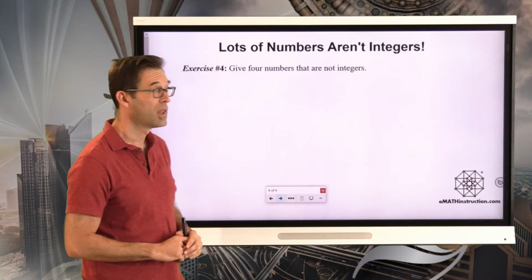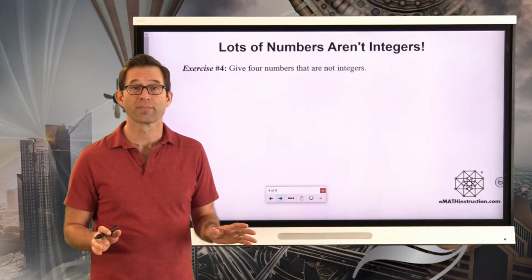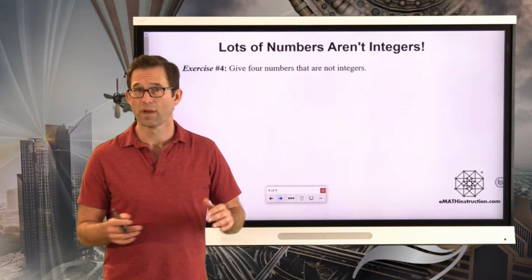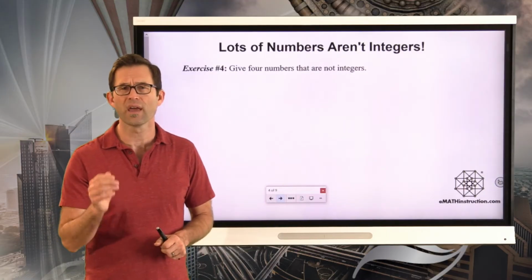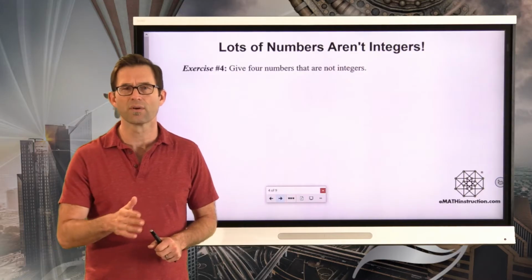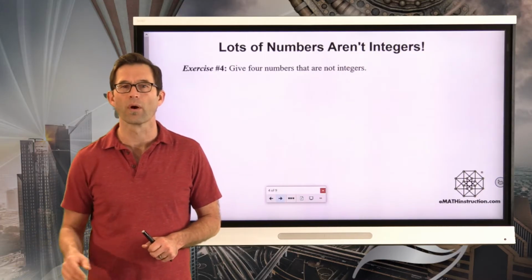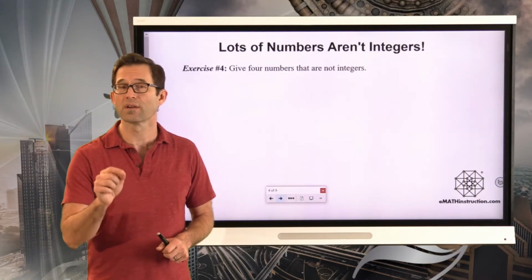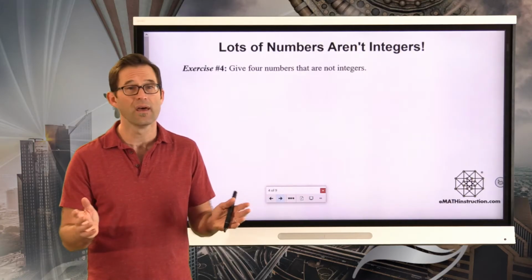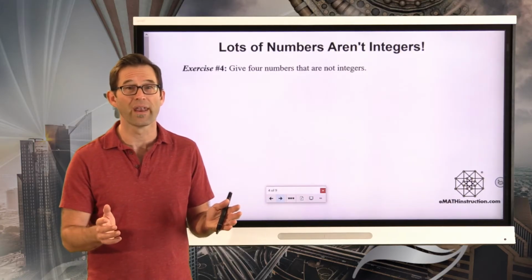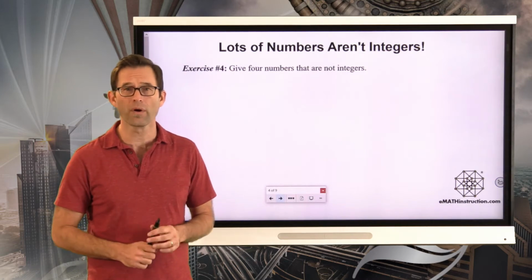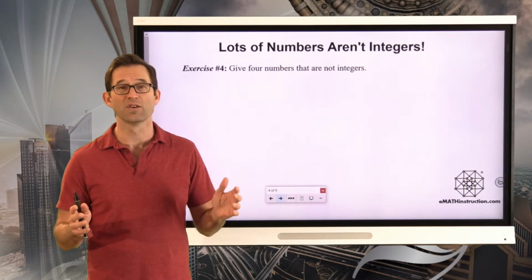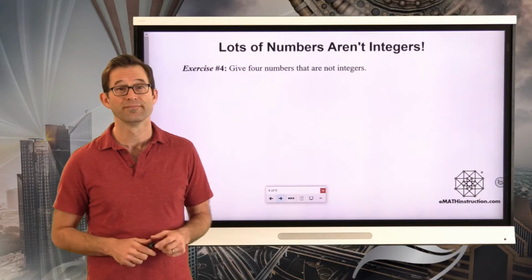All right, a lot of numbers aren't integers, okay? So integers, which we saw above, which you've got on your sheet, are -10, -9, -8, -7, etc., 0, 1, 2, 3, 4. Exercise 4, though, gets at a very important idea, which is that not all numbers are like that. So I'd like you to pause the video right now and see if you can give me 4 numbers that are not integers, and there's a lot of choices.